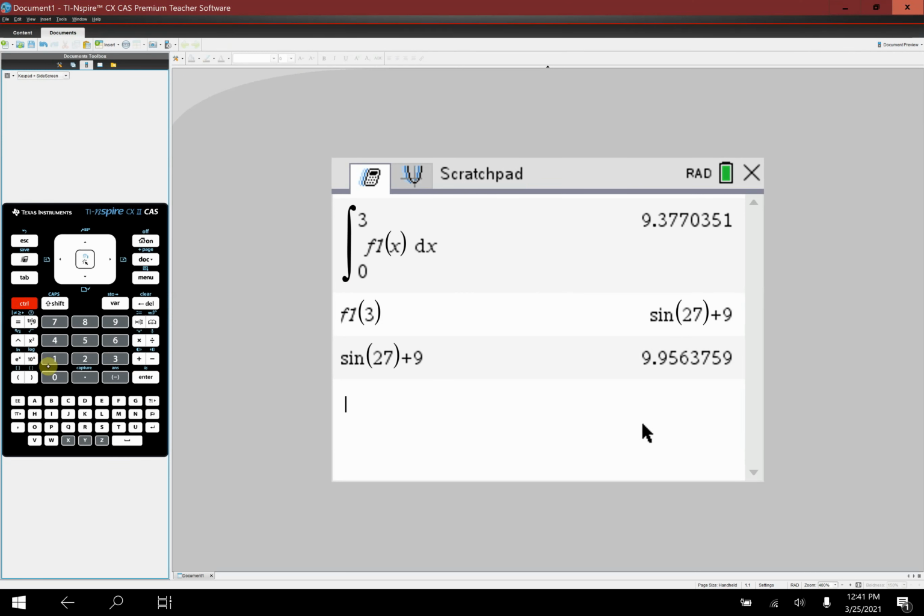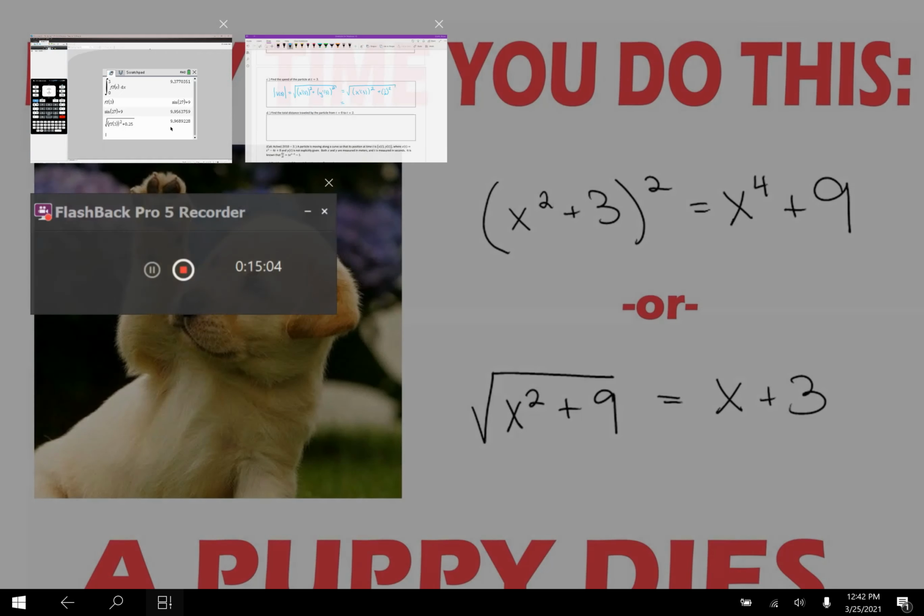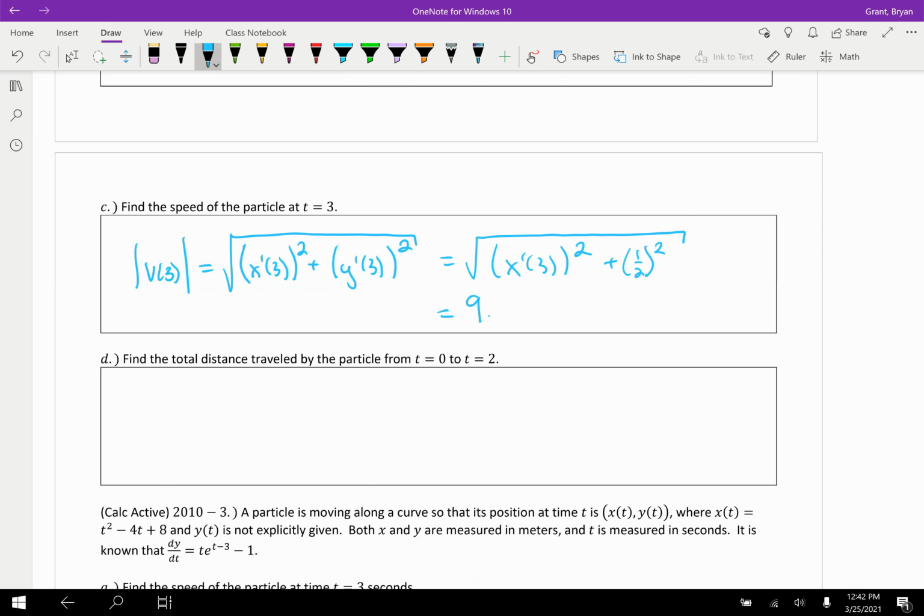We have our control, square root, and we'll need some parentheses here. So we have f1 of 3, and then second set of parentheses, squared, plus, and 1/2 squared I'm pretty confident is 0.25, so we're set there. We got our answer, 9.968. There's an extra 9 if you wanted to round it. And we're good. Last one.